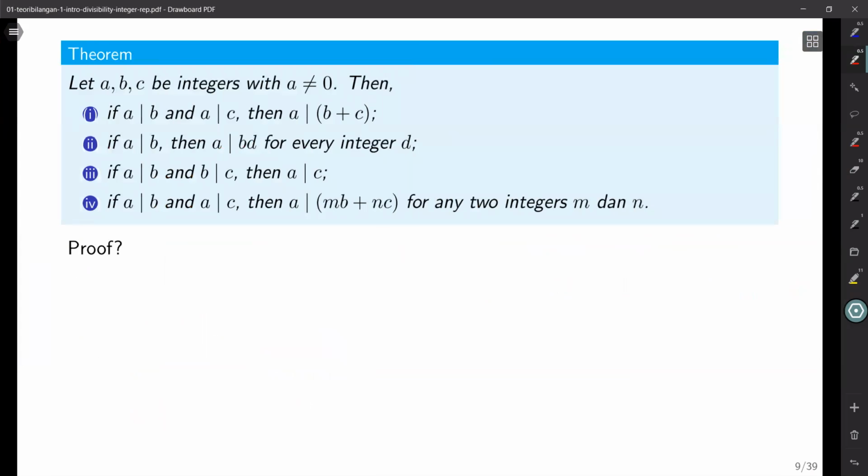All right. So these are the principles. The proofs are in the textbook. Let me just write one, how to write it. Let me just write part one. If A divides B, then B is a multiple of A. So that means B is equal to M times A for some integer M.